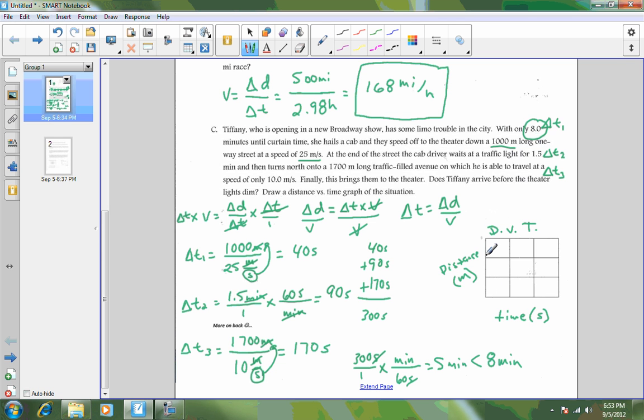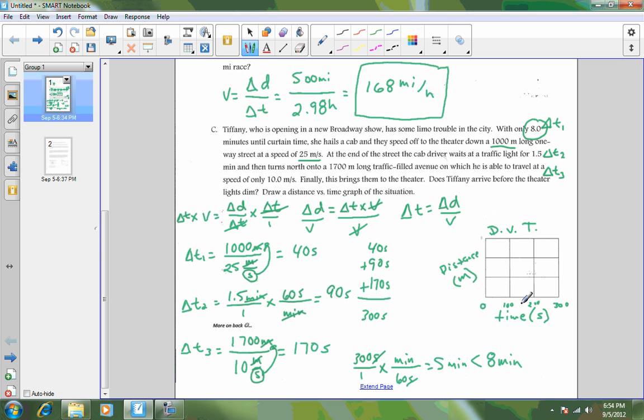You have to choose an appropriate scale for the graph so that the information, the data, takes up most of the space. This one works out perfectly. Time goes from 0 to 300 seconds, so we can start at 0 and scale it in increments of 100, 100, 200, 300. So the total time that elapsed is 300 seconds.